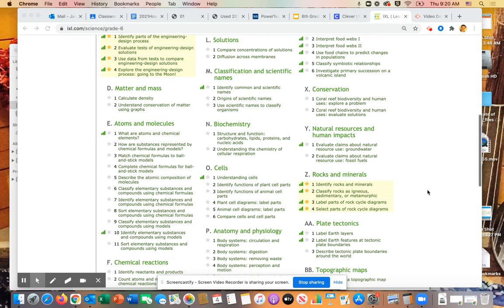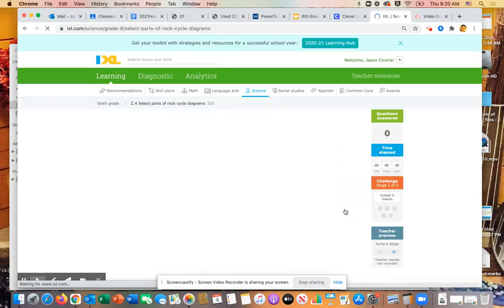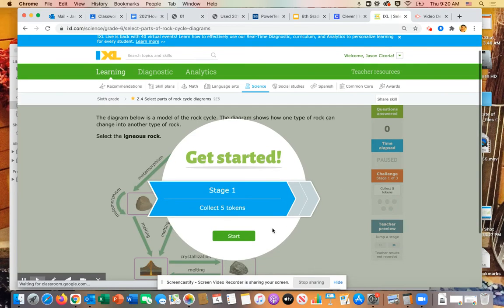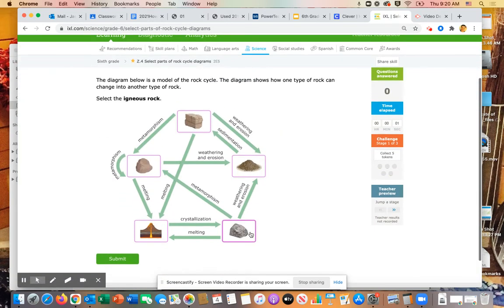All right, guys, time for the last part of Rocks and Minerals, Z4. Selecting the parts of the rock cycle diagrams, okay? So we practice labeling. Now we have to pick out the appropriate part. So click on it. This one does get a little more complicated because, like I said in the last one, different types of transformations can occur, okay?